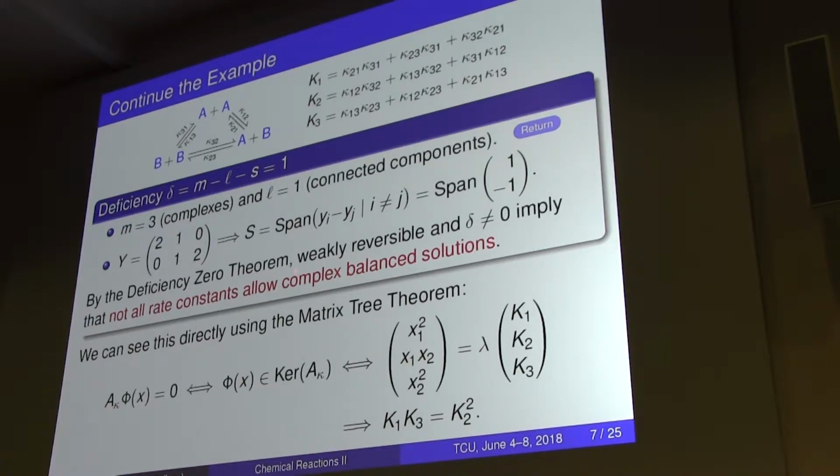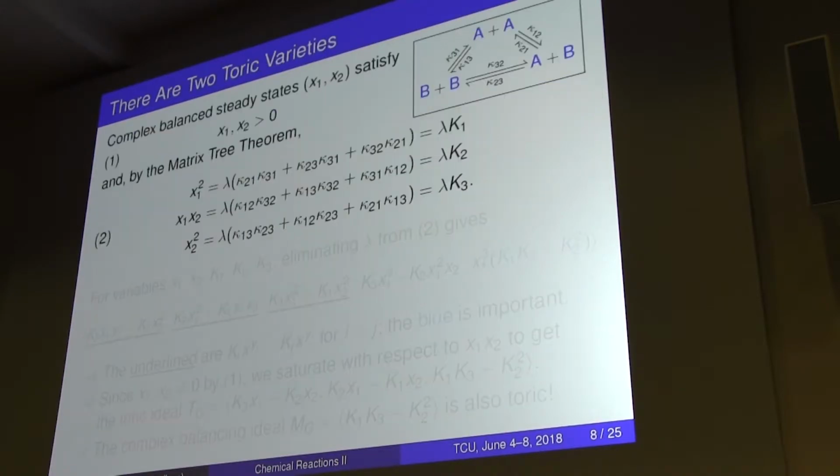So in a situation like this, if I just write that down, it's not a toric dynamical system unless I pick the correct rate constants, and that's the condition to make it a toric dynamical system. Let's see a bit more of how that works out. It turns out I want to point out that there actually are some toric varieties lurking here. Again, remember, there's our system.